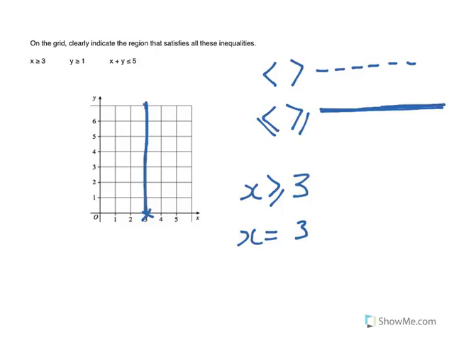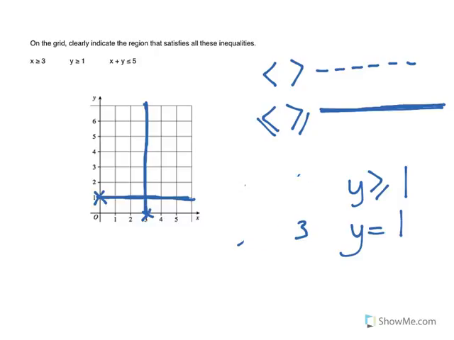If we look at y is greater than or equal to 1, we need to draw the line of y is equal to 1, and again it's going to be a solid line because it can also be equal to. So if I go to where y equals 1 on the y-axis, it's going to be a horizontal line this time, because now any point on that line, the y-coordinate will be 1. The final line I need to draw is a little bit more tricky. We have to draw the line where x plus y equals 5.